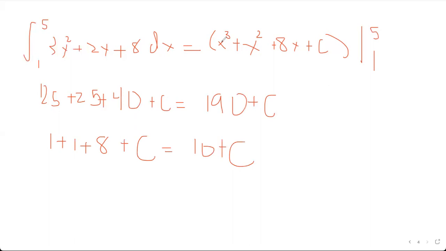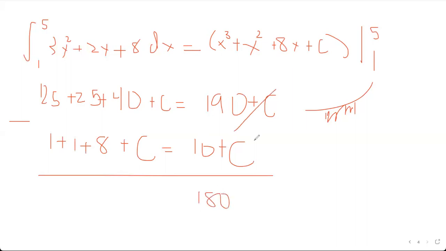And now you want to subtract them because you're finding the area from 1 to 5, so it's everything in between. You just subtract them, and you get 190 minus 10, which is 180. And then the c's cancel off, like I said, and your answer would be 180 units squared because it's an area. That is definite integrals and indefinite integrals.